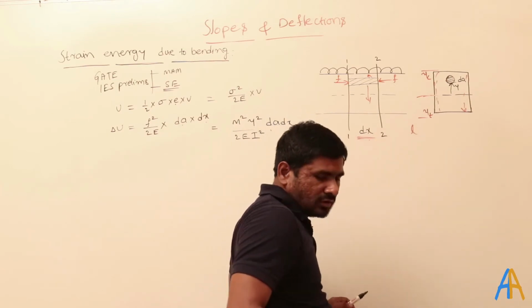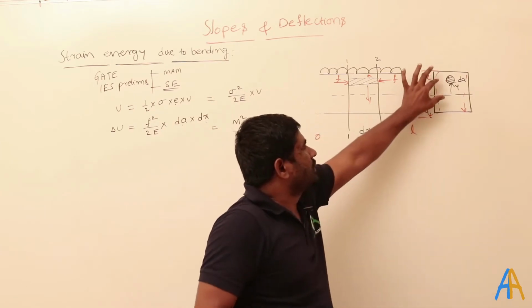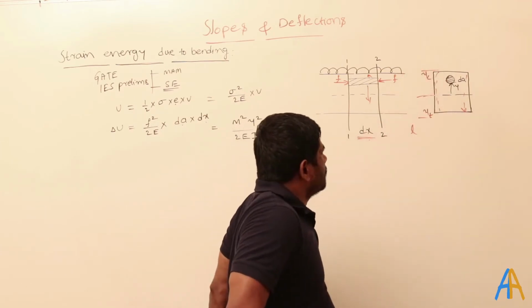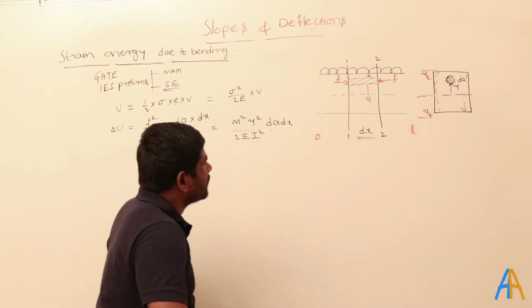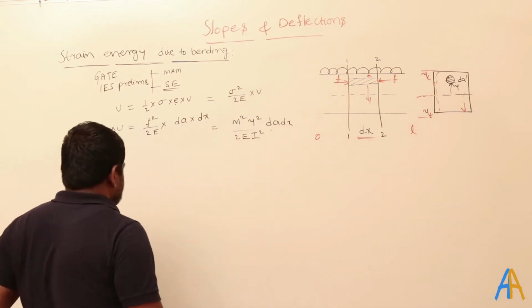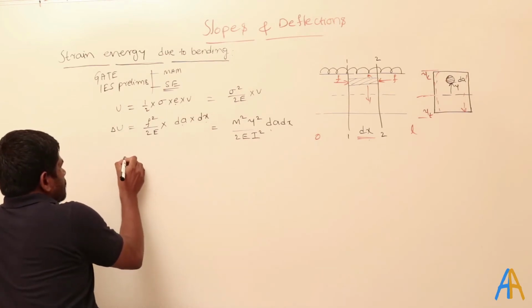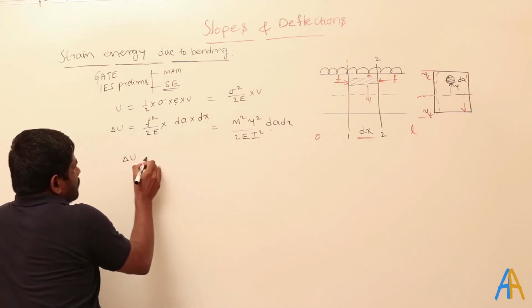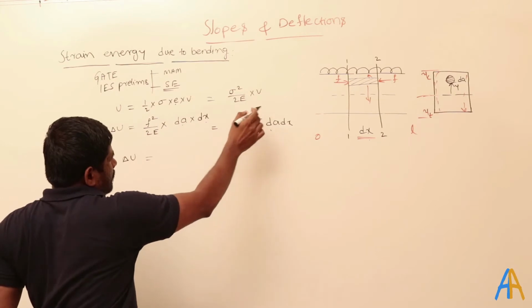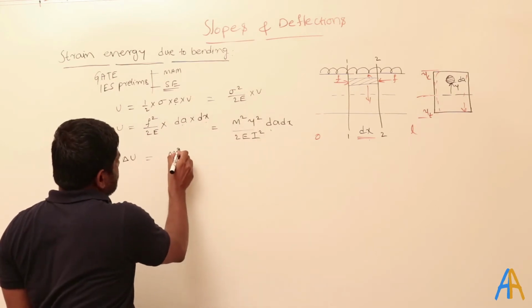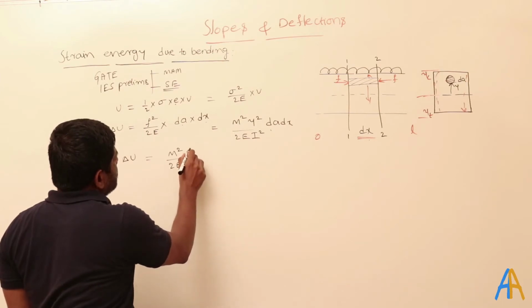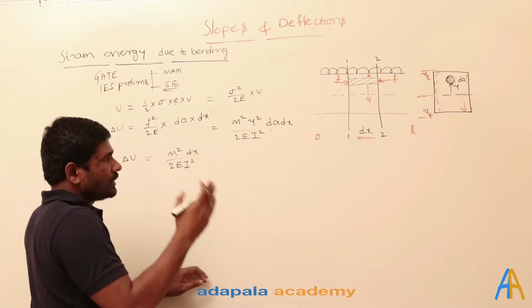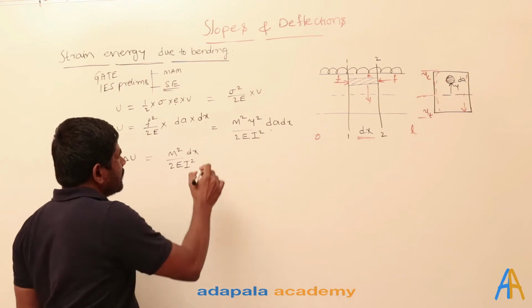Understood? First, I need to integrate with respect to the area. After integrating with respect to the area, I will integrate with respect to x. That is what I need to do. So when I integrate with respect to the area, delta U is equal to M square by 2EI square, and dx is also common. Why? Because only on the cross section I am doing the integration first.